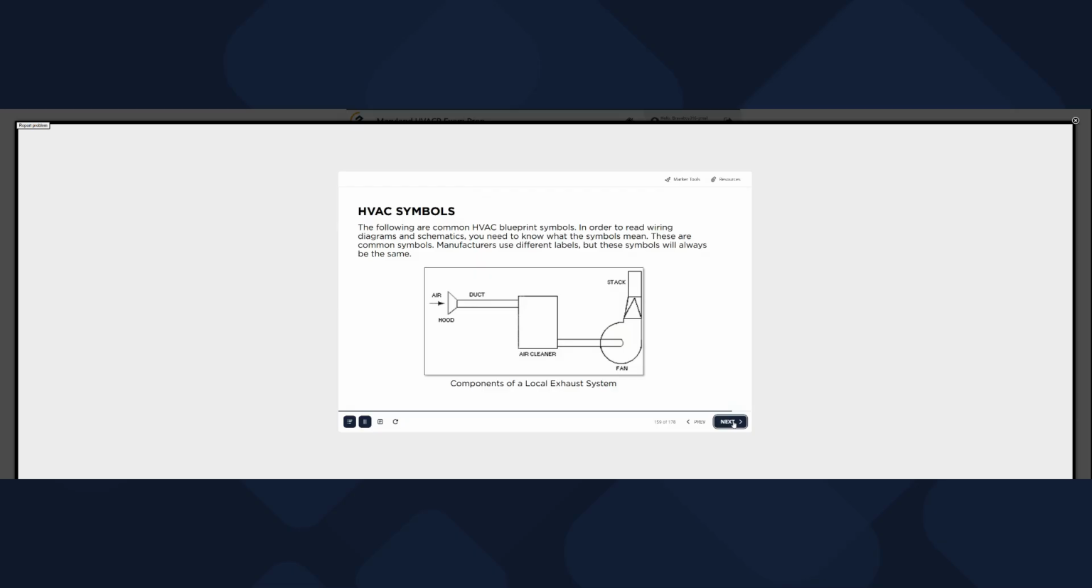HVAC symbols. The following are common HVAC blueprint schematic symbols. In order to read wiring diagrams and schematics, you need to know what the symbols mean. These are common symbols. Manufacturers use different labels, but these symbols will always be the same.